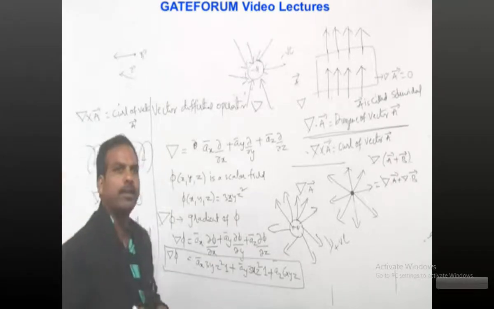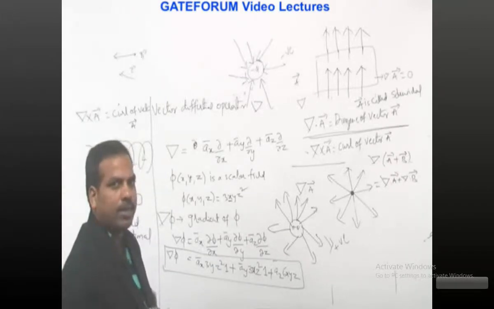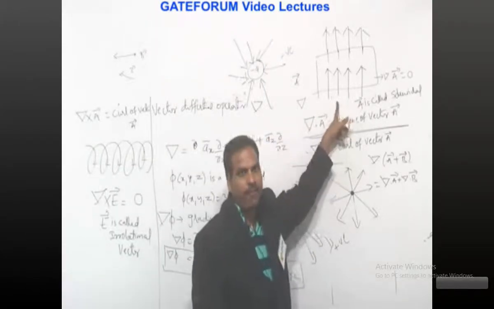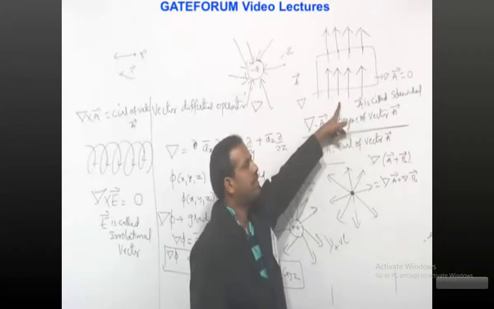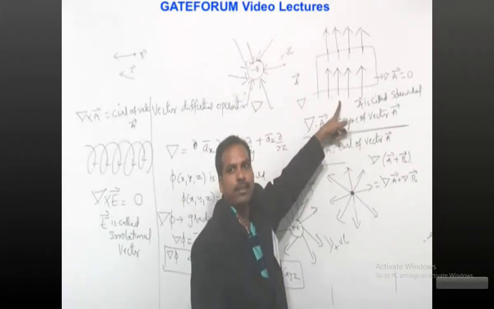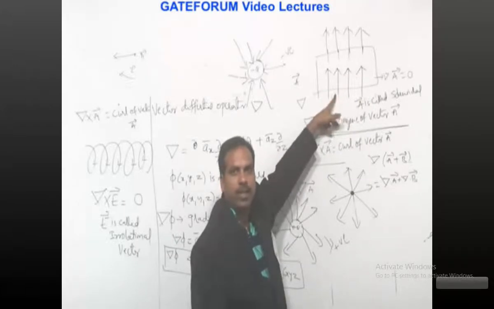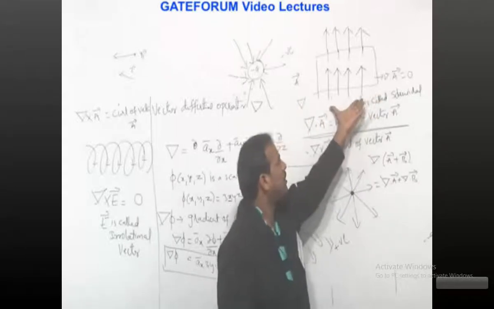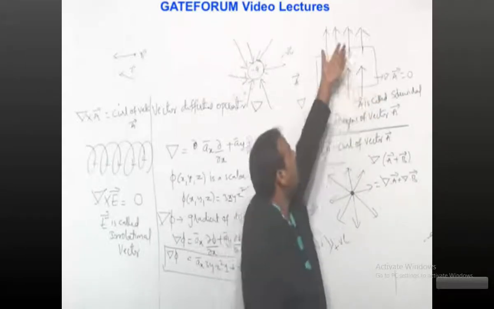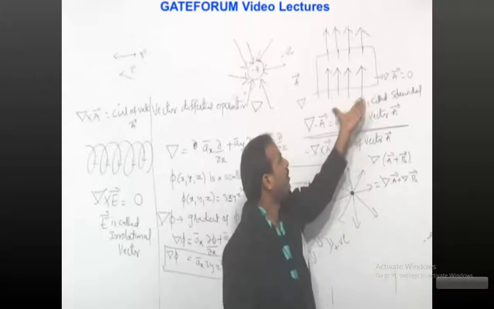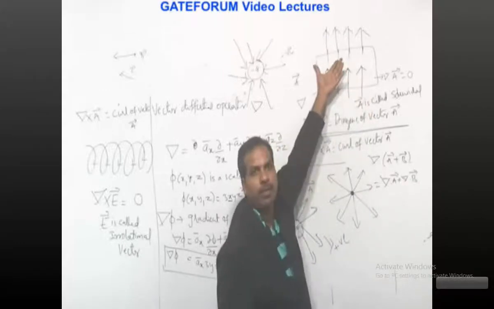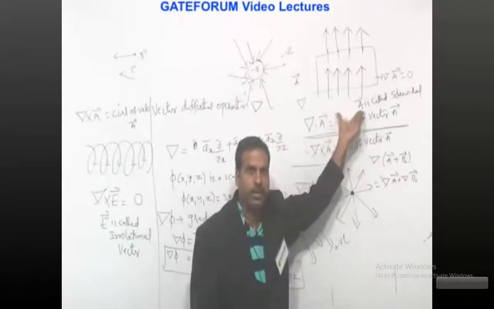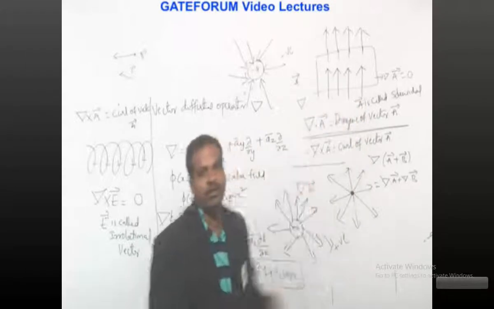One of our students, Kundan, has a doubt: how does a solenoidal field look, sir? Look at this. The field lines are oriented in a similar direction. They are not diverging or converging. They are not expanding from a source, and they are not coming from or ending at a point source. They have a uniform entry and a uniform exit. This type of field we call a solenoidal field.